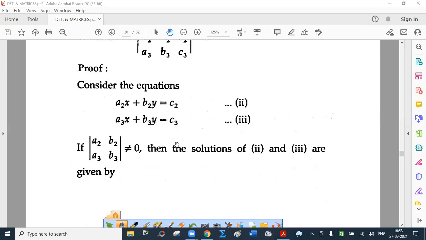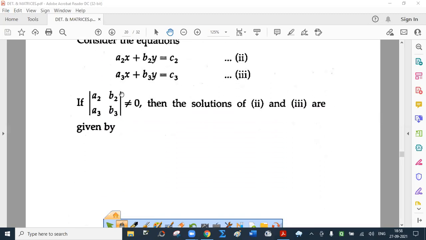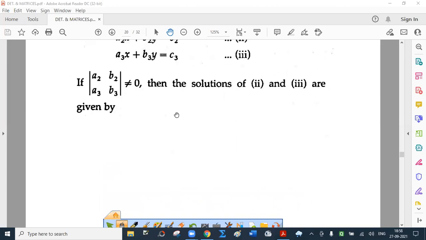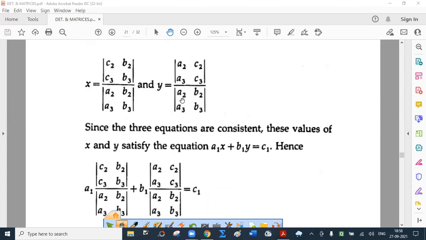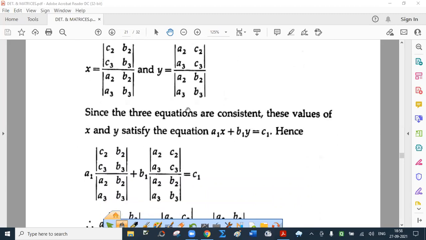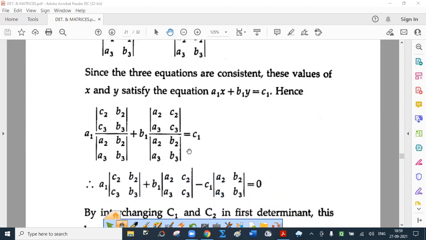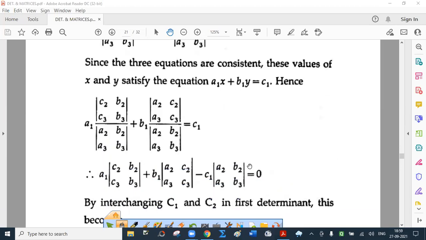So consider first two equations. Then we assume that these are solvable. So we know what is x and what is y, by Cramer's rule. So put these values in the third equation, because what do you mean by consistent equations? If the same values of x and y satisfy all the three. So values of x and y obtained by solving the first two, we can directly put them in the third equation. Cross multiply, rearrange the terms.